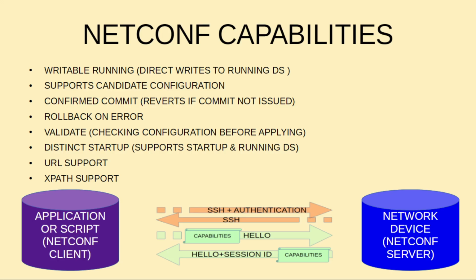Final note here, remember that we said that when two NETCONF devices connect to each other and start a session, they will exchange capabilities. These are examples of the capabilities that they may exchange to each other. For instance, writable running, that says that one device permits direct writes to the running data store. For instance, they may exchange whether they support the candidate data store or not, and so on.